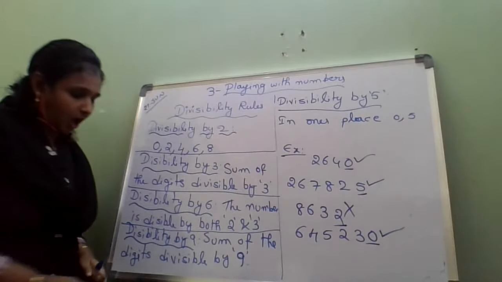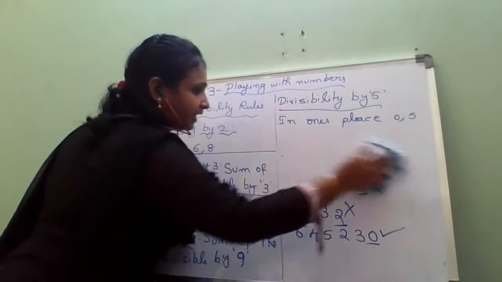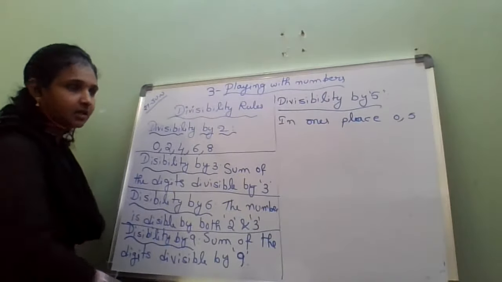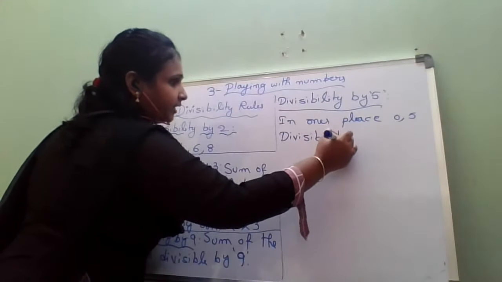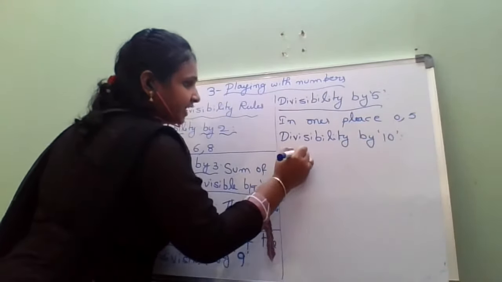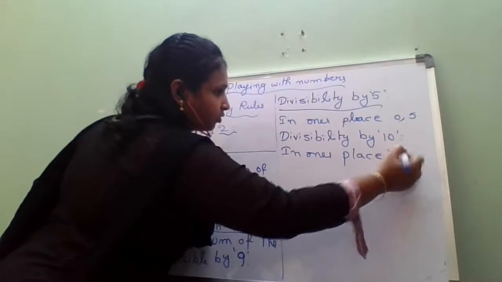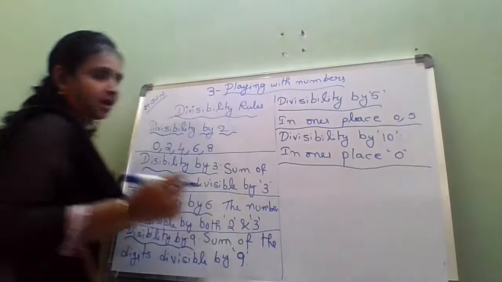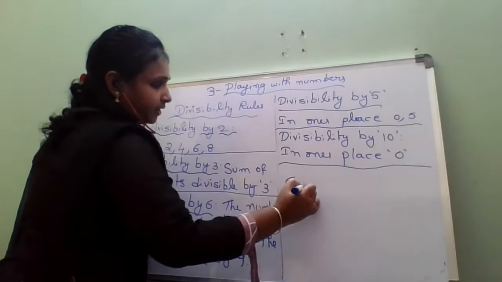Okay. Now we'll discuss divisibility by 10. What is the divisibility rule by 10? If the digit in the ones place is 0, then those types of numbers are divisible by 10. So for 10, let's take some examples.